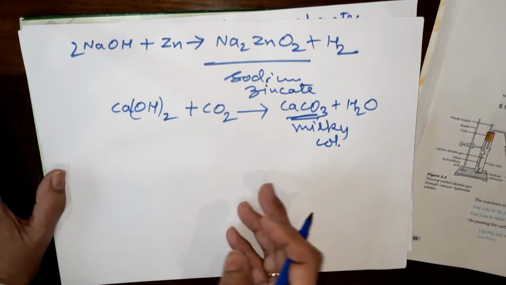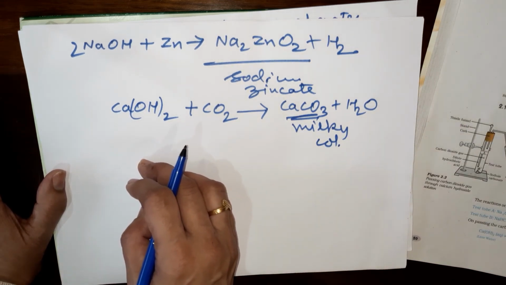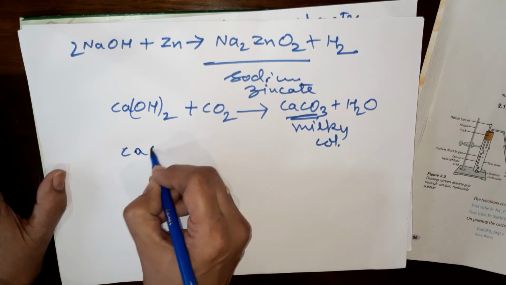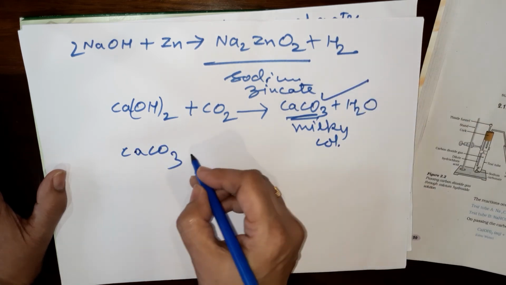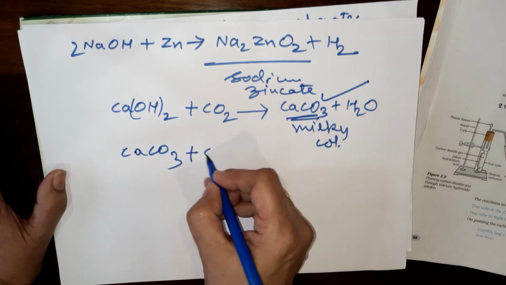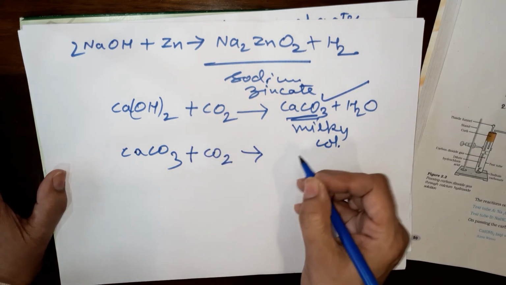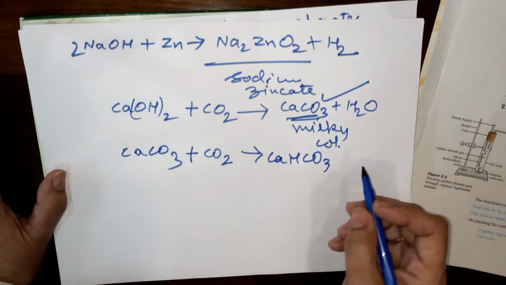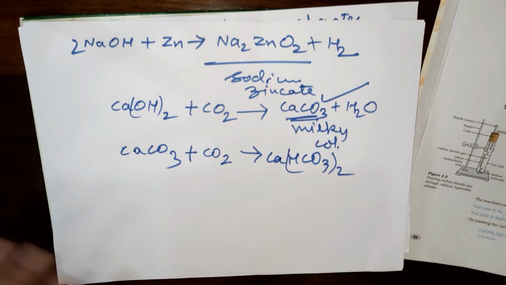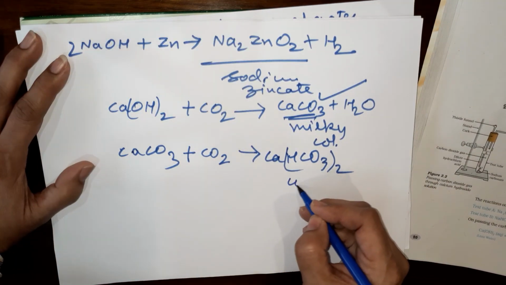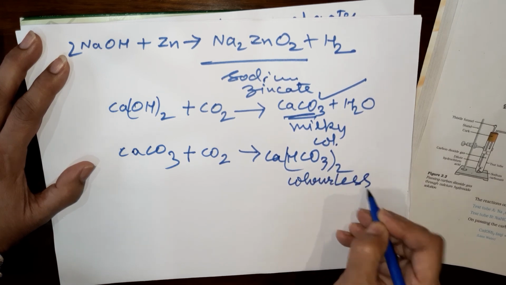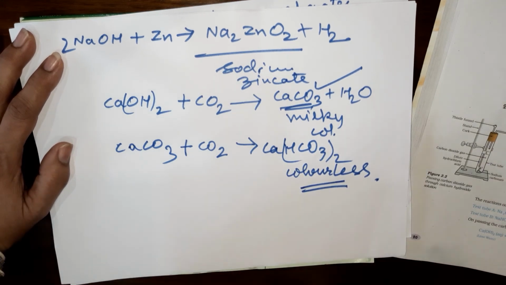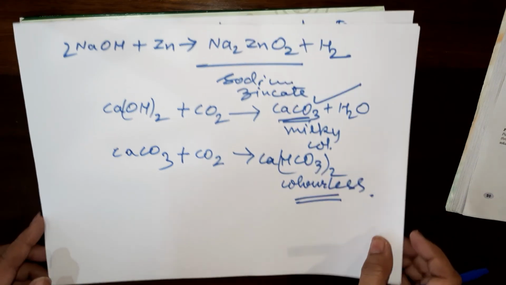Then if you pass excess carbon dioxide, what will happen? Suppose you pass excess carbon dioxide, because calcium carbonate is already formed. Then it will form calcium hydrogen carbonate, and thus it will become colorless. A neutralization reaction I have explained to you. The rest of the part we will do afterwards.